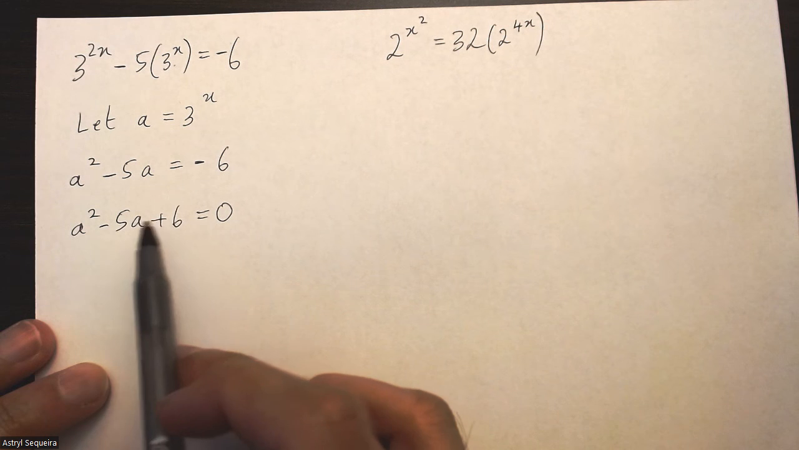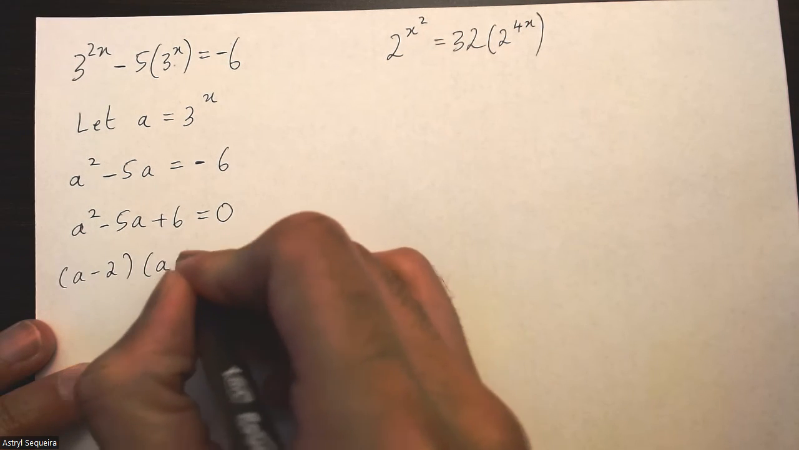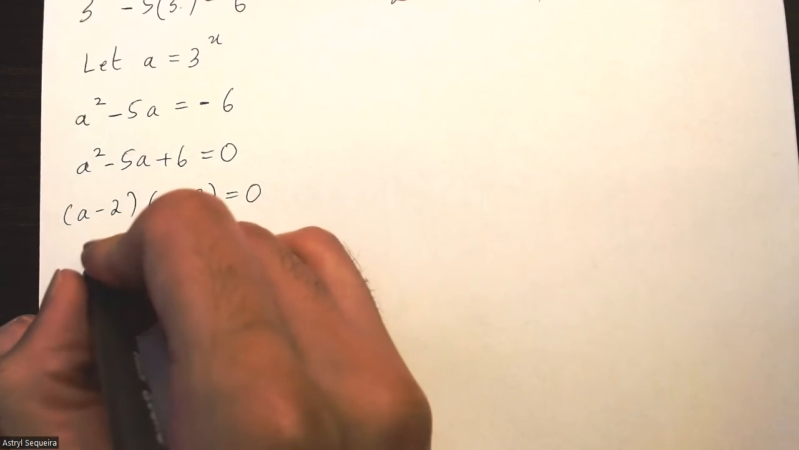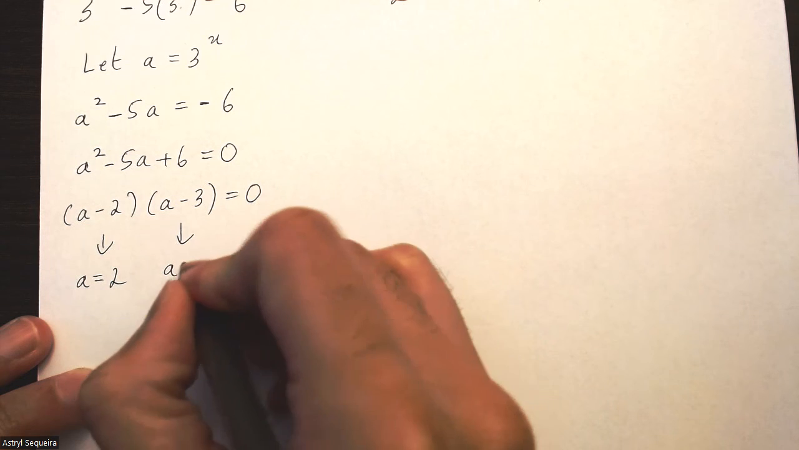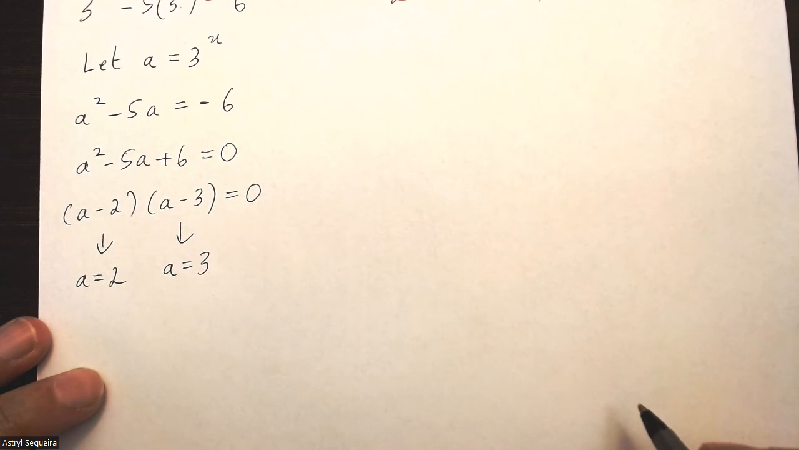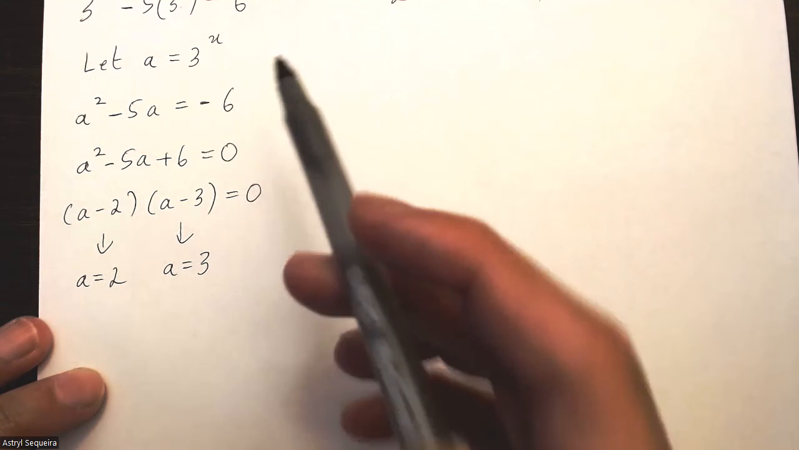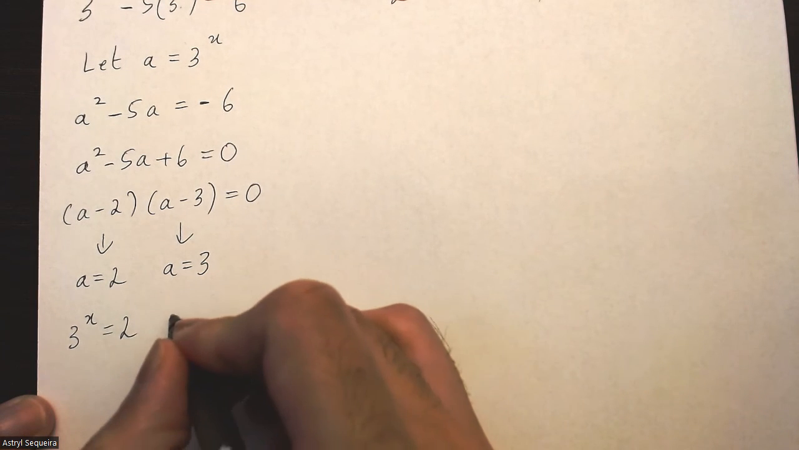So what multiplies to 6 and adds to negative 5? It's just negative 2 and negative 3. Then my two solutions for a are just positive 2 and positive 3. Once I figure out my a, I have to replace it back with 3 to the x to solve for x.